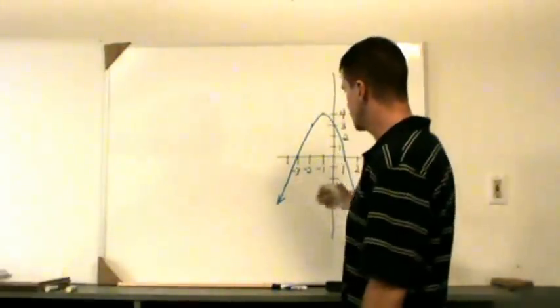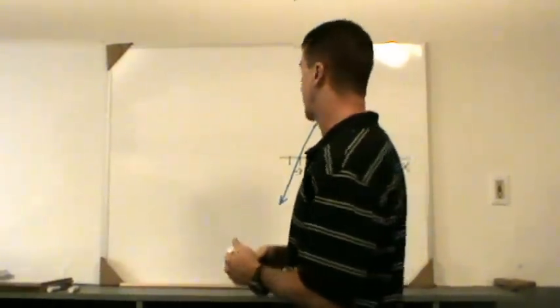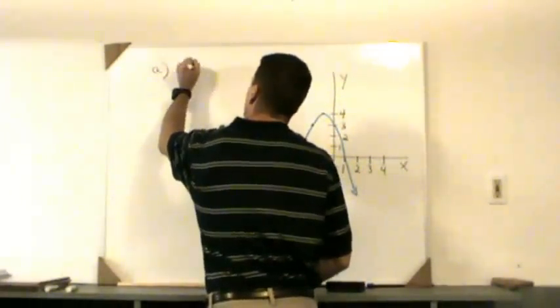It passes the vertical line test. We're going to talk about things like domain and range, etc. So I'm going to start with domain. Alright, we're going to find, everyone, the domain of this function.